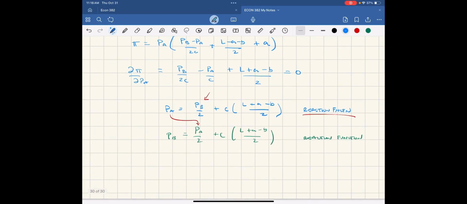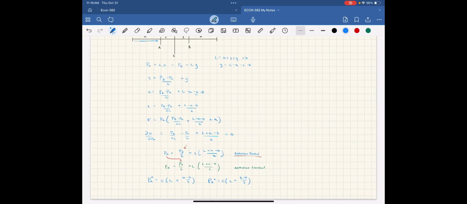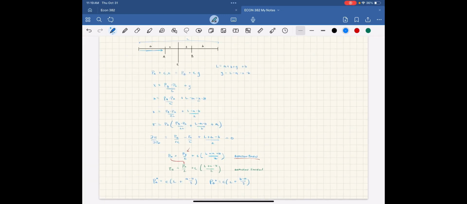And what you get for the optimal price for good A is equal to C times (L plus A minus B) over 3. And the optimal price that B charges is C times (L plus B minus A), a slight difference, over 3. And so these are the optimal prices that they would charge to maximize profits, to be able to extract most of the profits from these individuals.